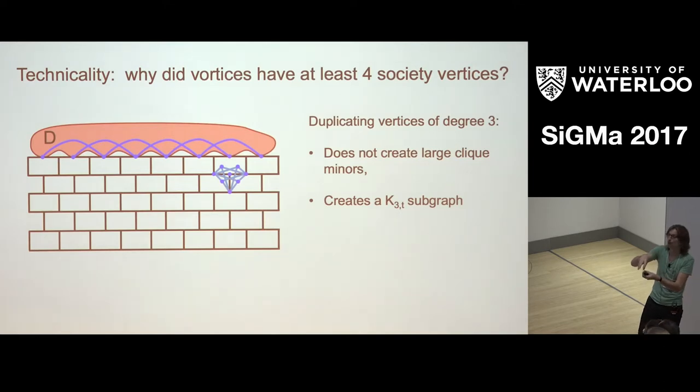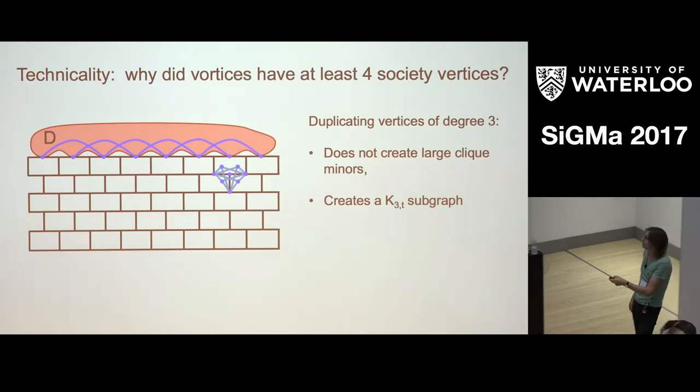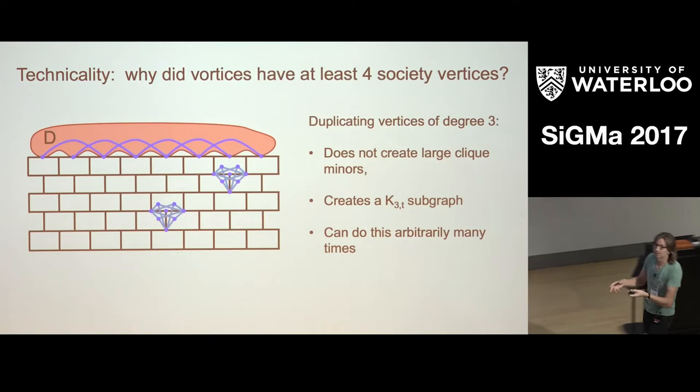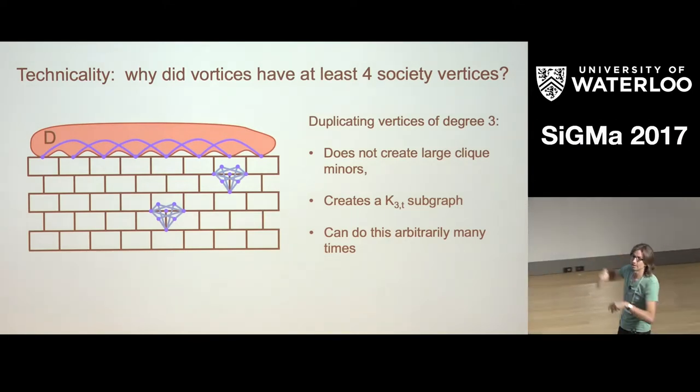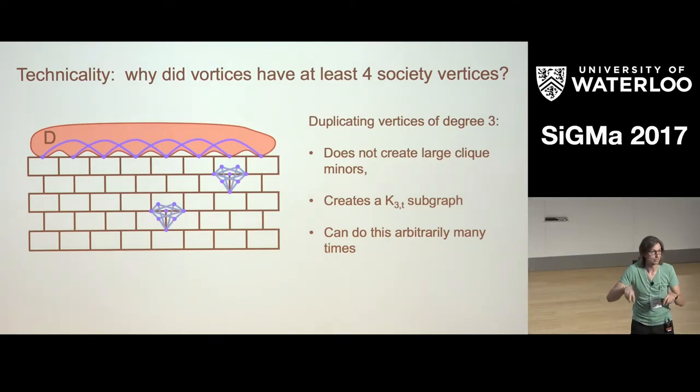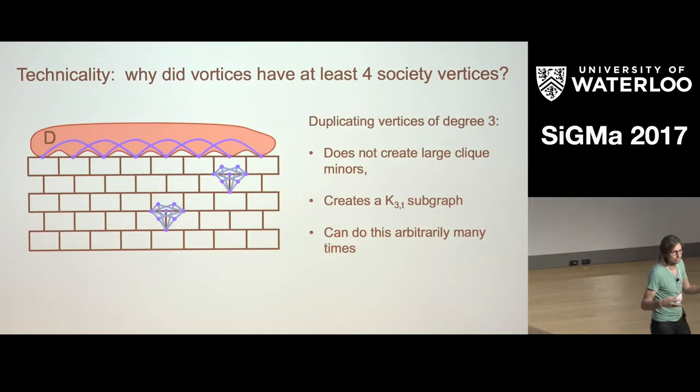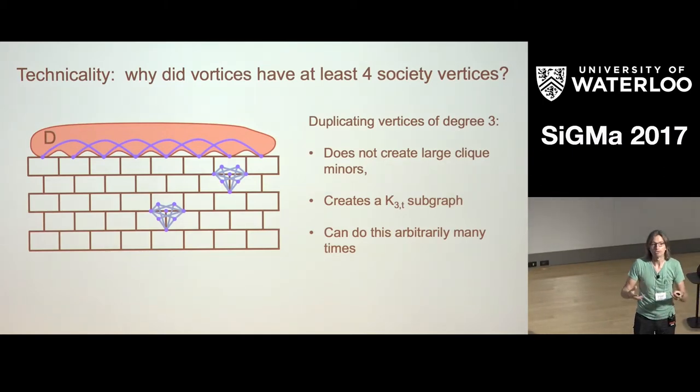And I can do this without creating any clique minor. And there's no limit to how many times I can do this. I can go all over my planar graph here, duplicating vertices, creating a huge number of obstructions to planarity without increasing the size of any excluded minor. Right?